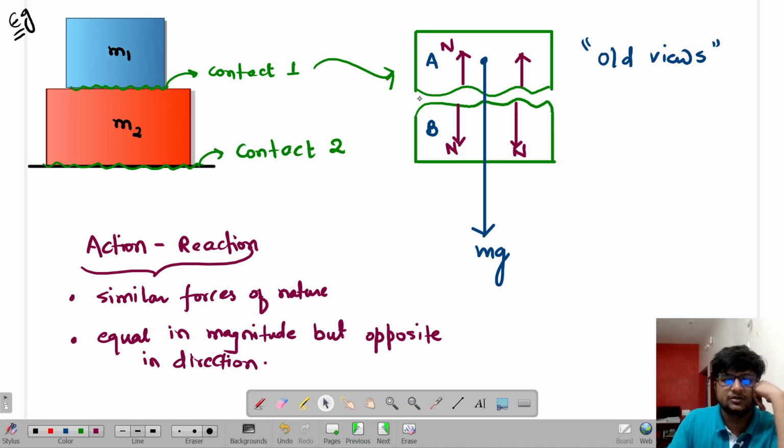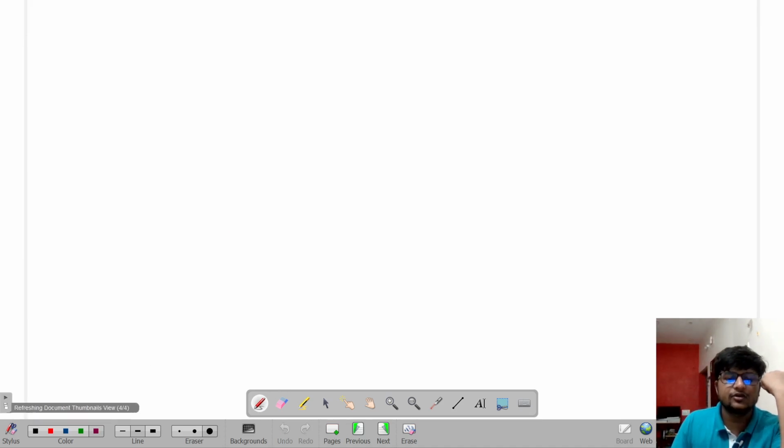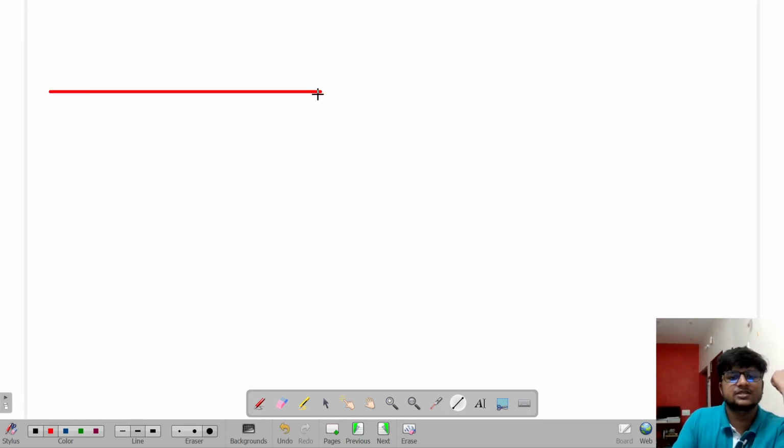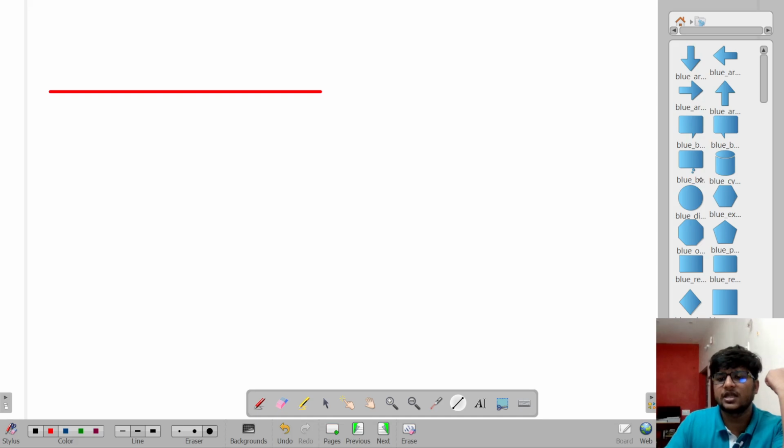As we try to slide, these surfaces which are in contact are going to oppose it. And when they oppose it, a new force appears, and that force is given a name, and that name is called frictional force.